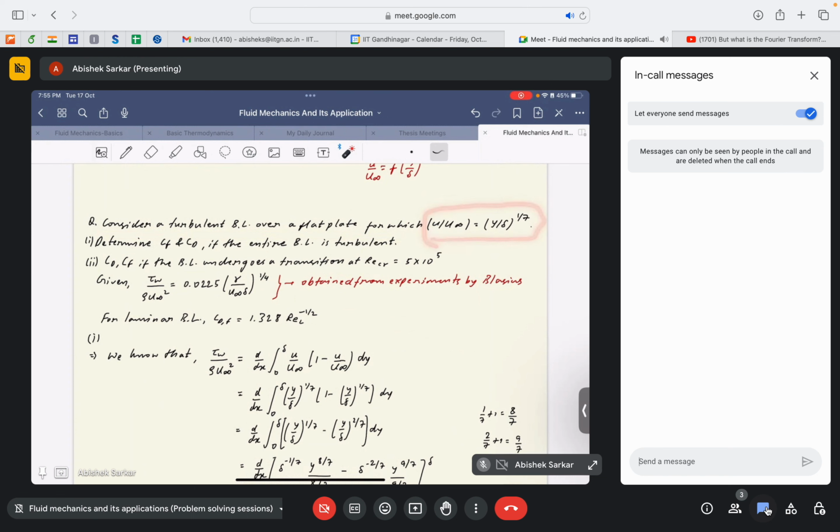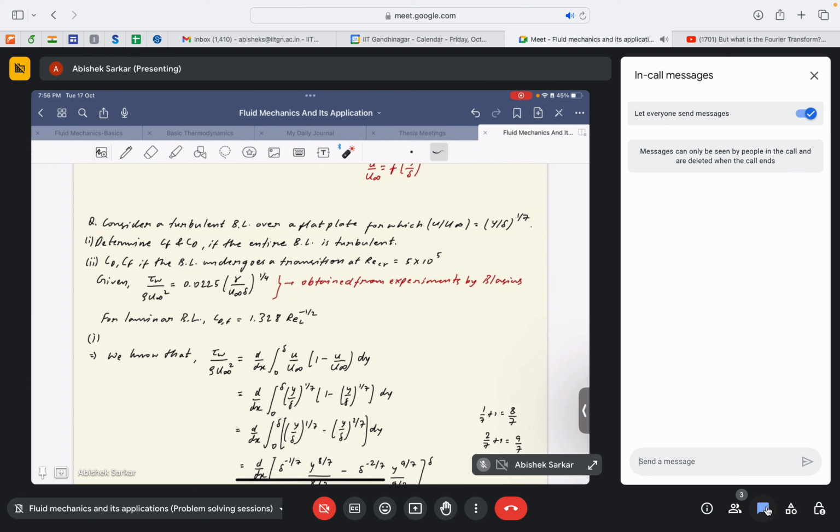So first, determine the coefficient of friction and the drag coefficient if the entire boundary layer is turbulent. This is the first point. We consider that throughout the flat plate the boundary layer is turbulent.